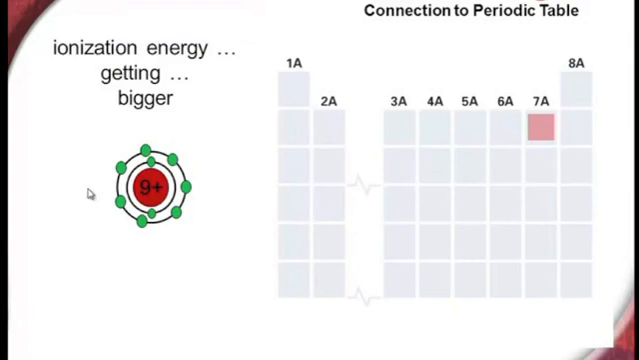Okay, so let's pause here. Not literally pause, but just kind of ponder for a moment. Hopefully, this makes it more clear why atomic radius gets smaller left to right, and why ionization energy gets bigger going left to right. Okay, so hopefully this is making a little bit more sense.